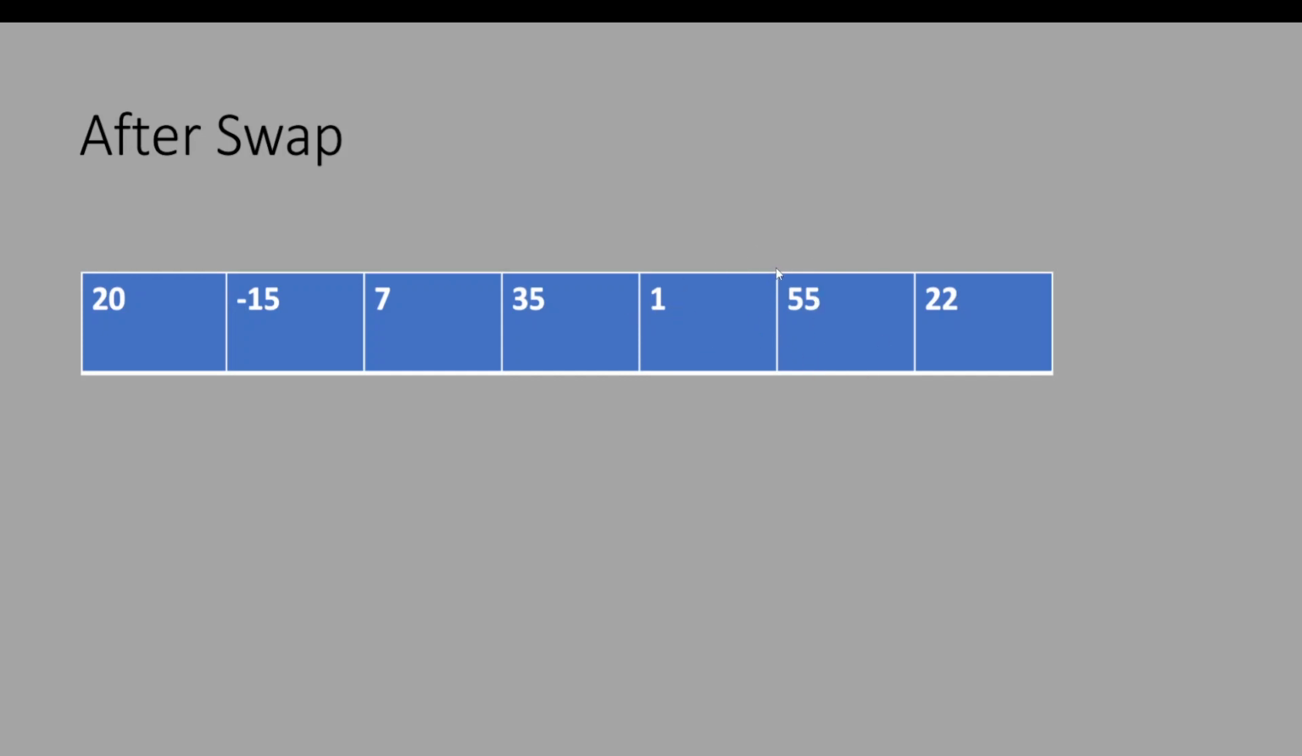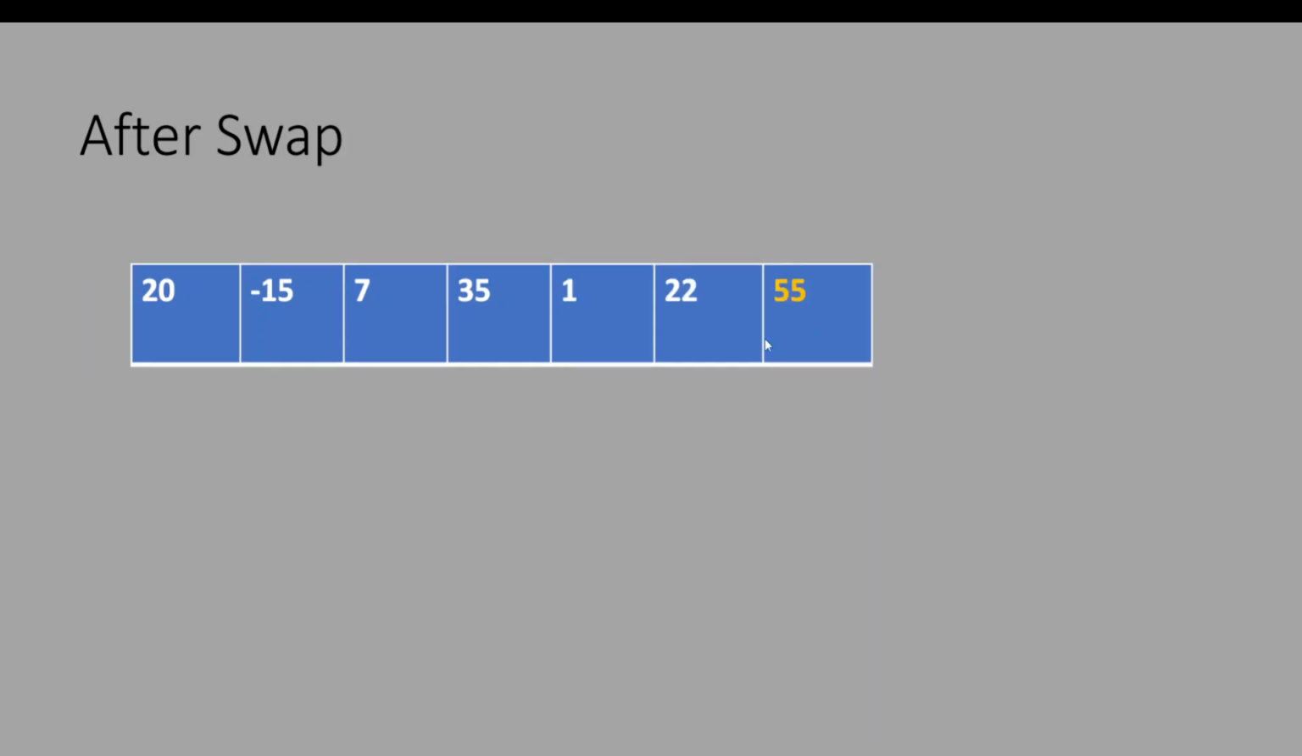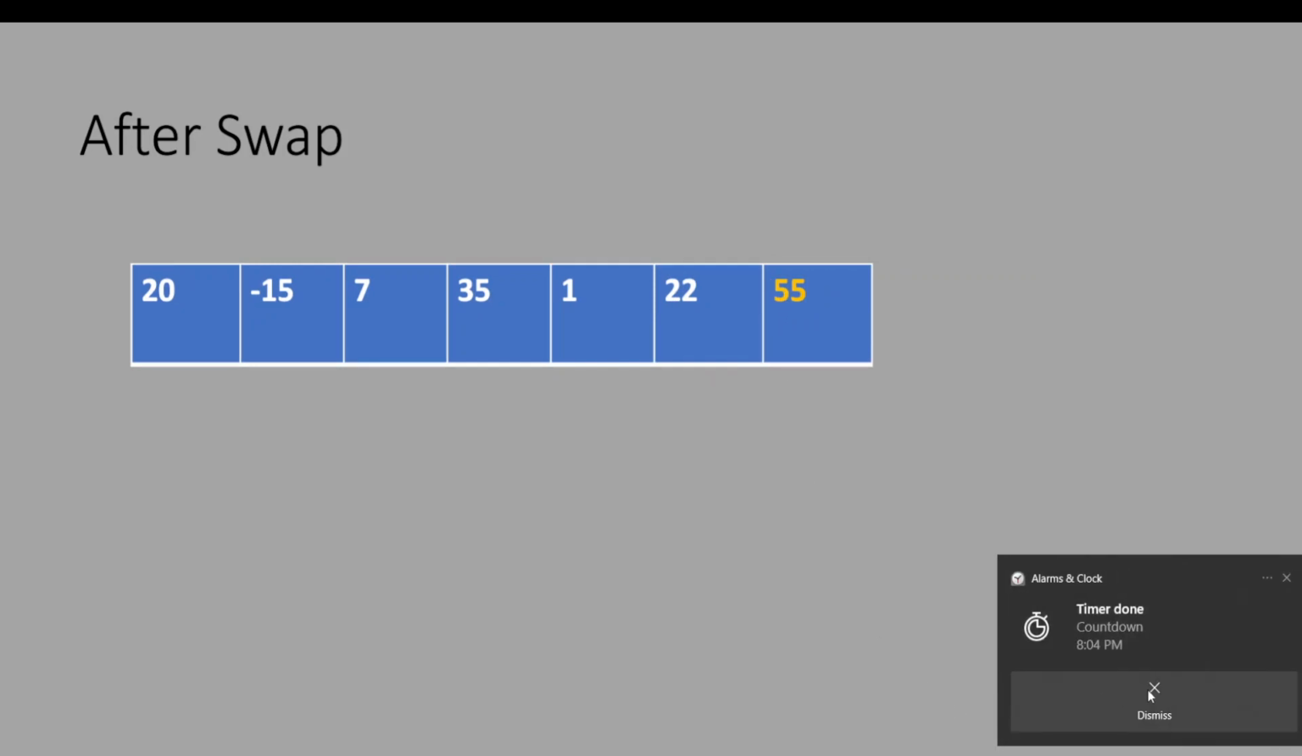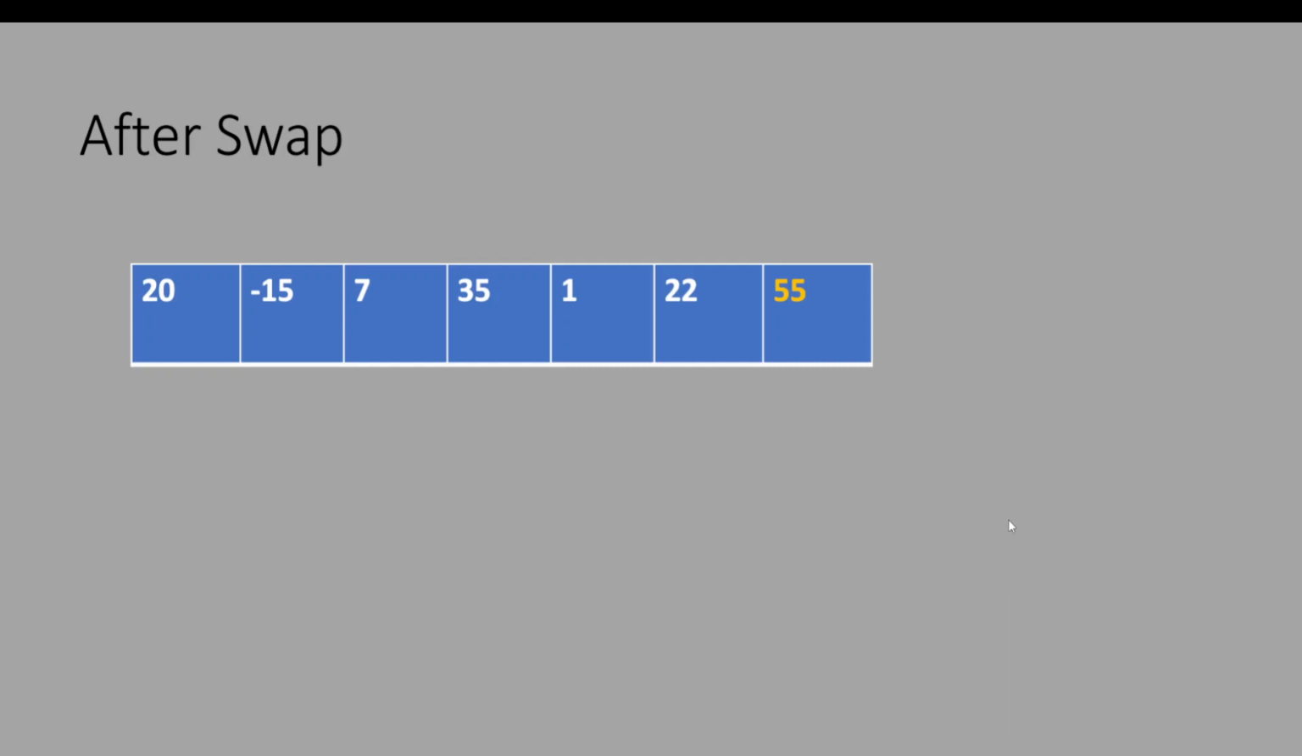Now i is at the second last index. 55 is compared with 22. 55 is greater than 22, so 55 is swapped with 22. Now 55 is at its right position. 55 is included in the sorted array, on the sorted side. In this way, the first iteration is complete, and it will go on until the full array is converted into a sorted array.